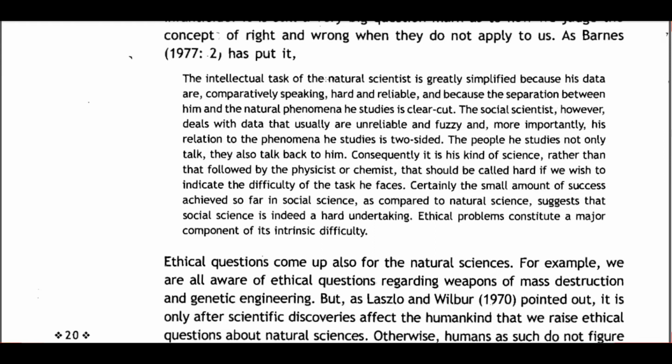The intellectual task of the natural scientist is greatly simplified because his data are, comparatively speaking, hard and reliable, and because the relation between him and the natural phenomena he has studied is clear-cut. The social scientist, however, deals with data that are usually unreliable and fuzzy, and more importantly, his relation to the phenomena he studies is two-sided. The people he studies not only talk, but they also talk back to him.